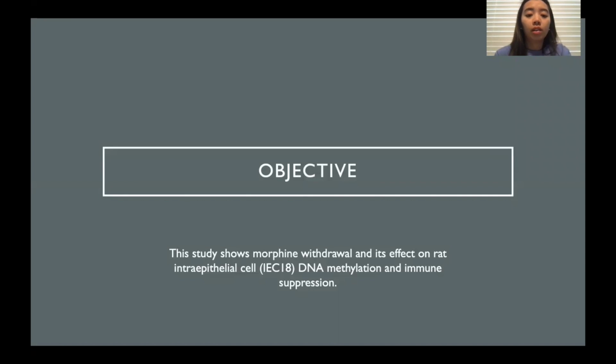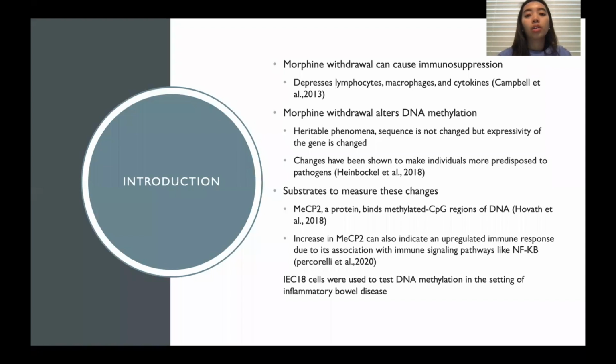The objective of the study was to show morphine withdrawal and its effect on rat intraepithelial cells, DNA methylation, and immune suppression. Morphine withdrawal can cause immunosuppression. This is seen in the Campbell study right here, which showed decreased lymphocytes, macrophages, and cytokines. Morphine withdrawal can also alter DNA methylation, as seen in another study.